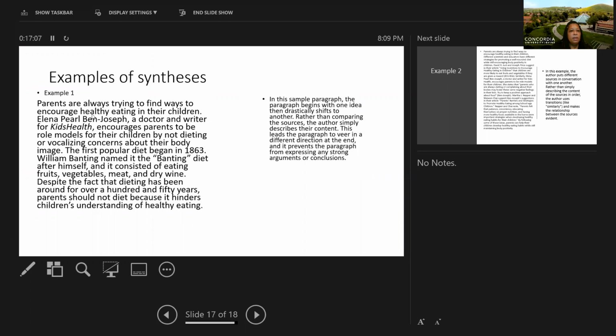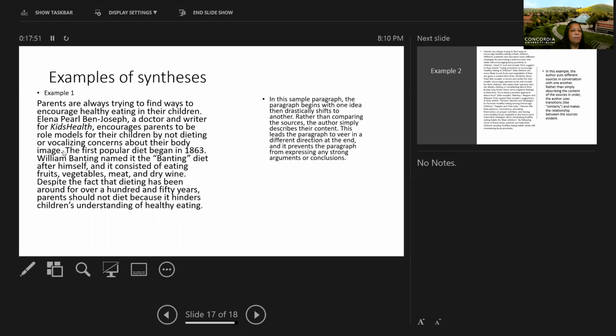In this paragraph, the topic was encouraging healthy eating in their children. This paragraph begins with the idea and then drastically shifts to another one. Rather than comparing the sources, the author simply describes their content, and this leads the paragraph to veer into different directions at the end, and it prevents the paragraph from expressing any strong arguments or conclusions. So we have the first sentence: parents are always trying to find ways to encourage healthy eating in their children. Elena Pearl Ben Joseph, a doctor and writer for Kids Health, encourages parents to be role models for their children by not dieting or vocalizing concerns about their body image.